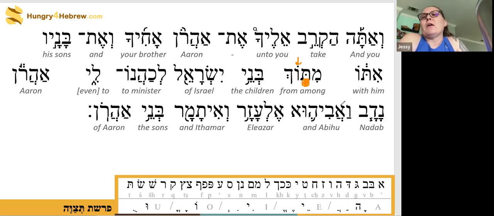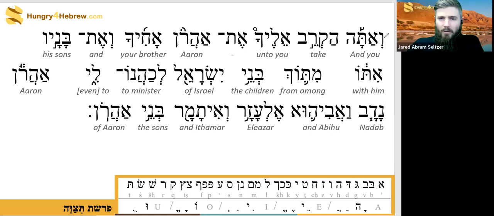Mitoch b'nei Yisrael lecha ano li acharon nadav ve'avihu eleazar ve'itamar b'nei Aharon. Good. Excellent reading.